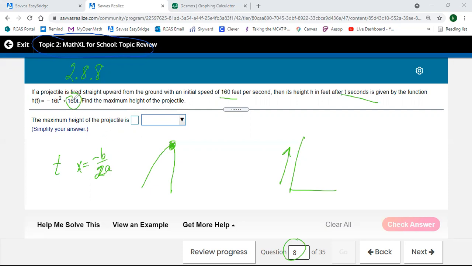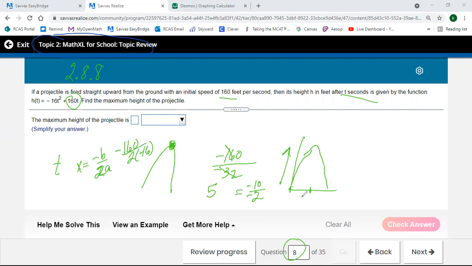So my b here would be the 160, so that'd be a negative 160 over 2 times the gravity coefficient of negative 16 on the quadratic term. And so we've got a negative 160 over, that's a negative 32. And so 160 over 32, that's like negative 10 over 2. And so that would be, whoops, negative over negative, so a 5. So the maximum happens at 5 seconds if we're graphing it like this.